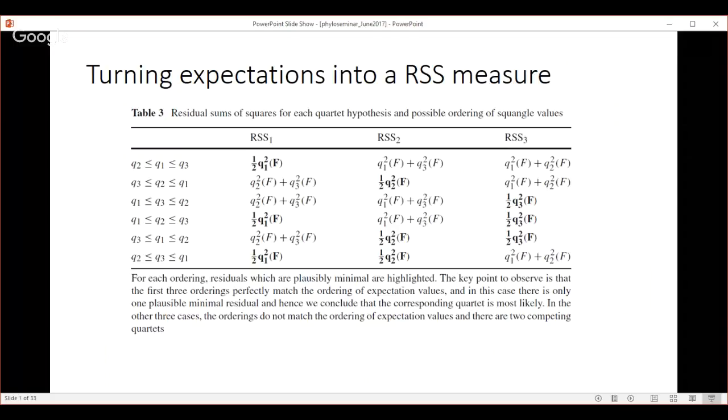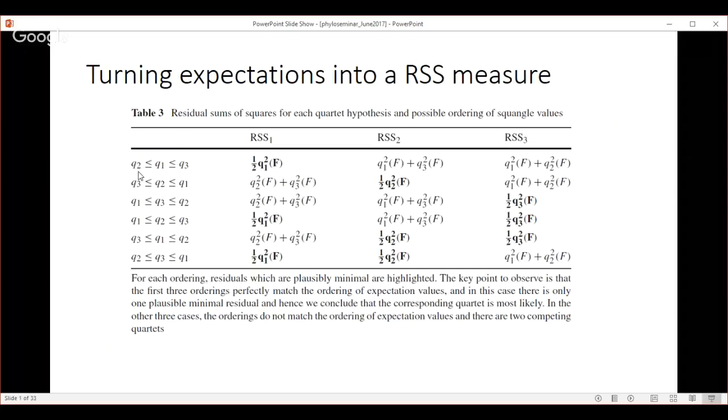And this is a table from the paper that gives us a bit of detail on this signed squangle idea. So we've got three of these values and they come in six possible orders. If they come in one of these top three orders that matches one of the rows in my table with these expected signs, then for sure I'm going to pick the tree where one of these squangles is closest to zero.